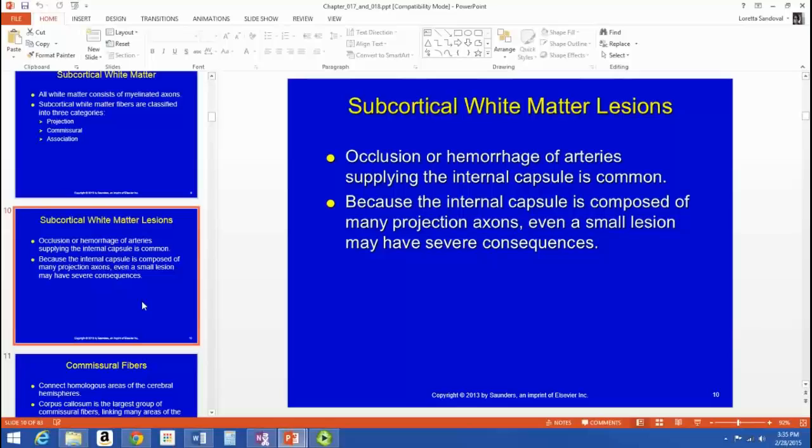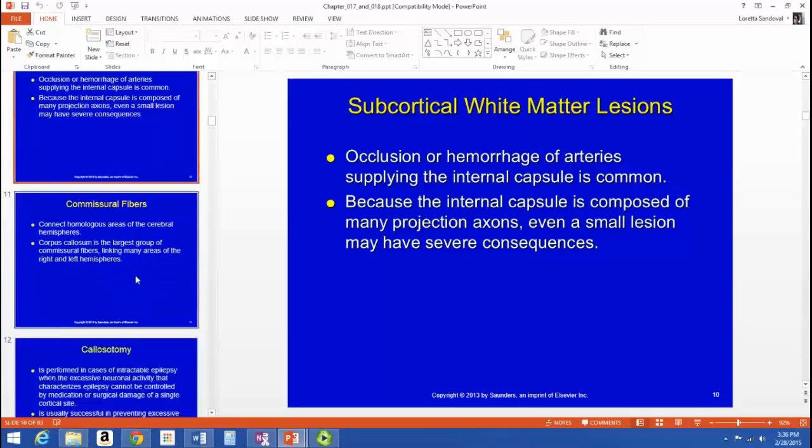So subcortical white matter lesions are a lot of times caused by occlusion or hemorrhage of arteries that supply the internal capsule of the cerebrum. And because the subcortical white matter is how the different areas of the cerebrum communicate and coordinate all this complex information, if there's even a small lesion in subcortical white matter, it can have huge effects, severe consequences on what happens in our body. So it's pretty interesting.